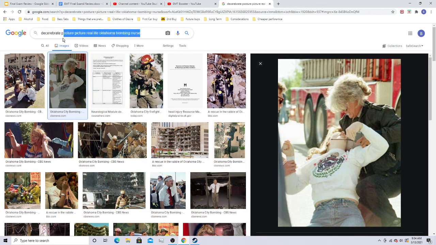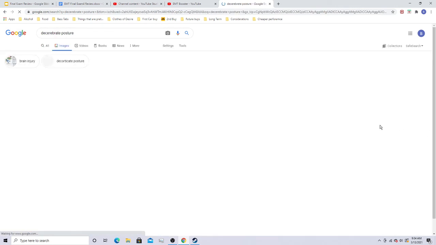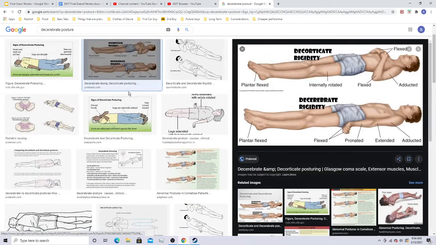Decerebrate is also, that's quarterbit. Decorticate's inside, decerebrate's outside. As you see here, the body's not defending itself. No good. Very bad. Generally means someone's probably pretty close to death.